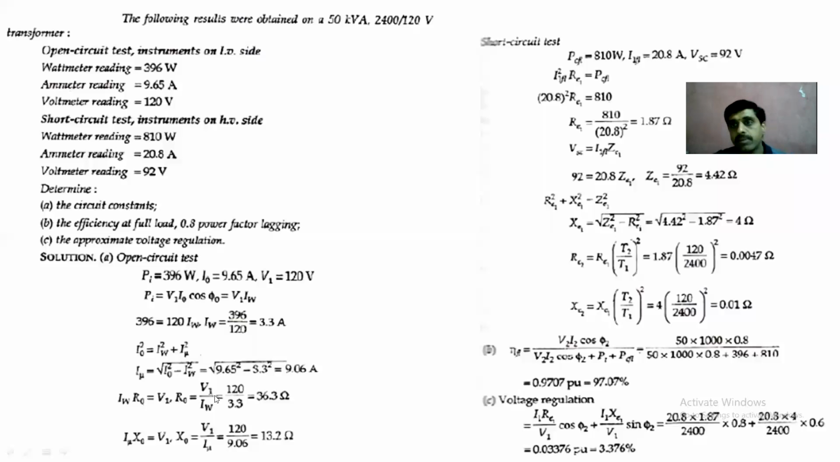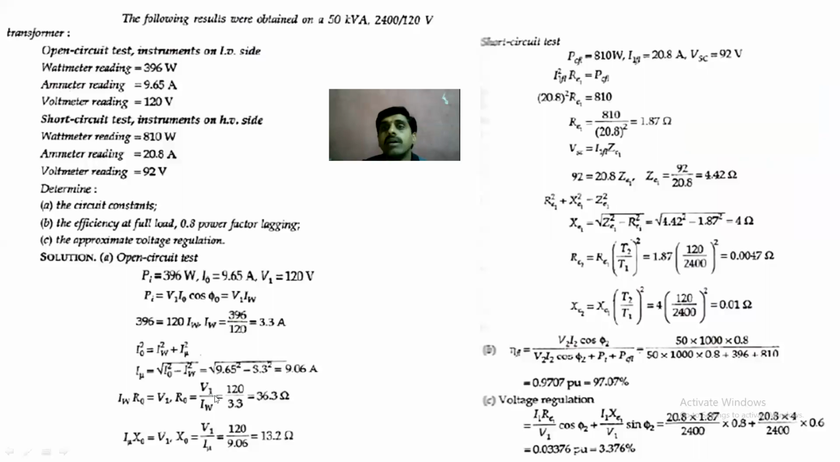From the short circuit test, they have given 810 watts, which is the copper loss, and 20.8 amperes, that is the full load current, the short circuit current. Vsc they have given as 92 volts. So from that we can calculate. Here you see the meters are connected on the HV side. HV side is what? 2400 volts. The meters are connected on the HV side.